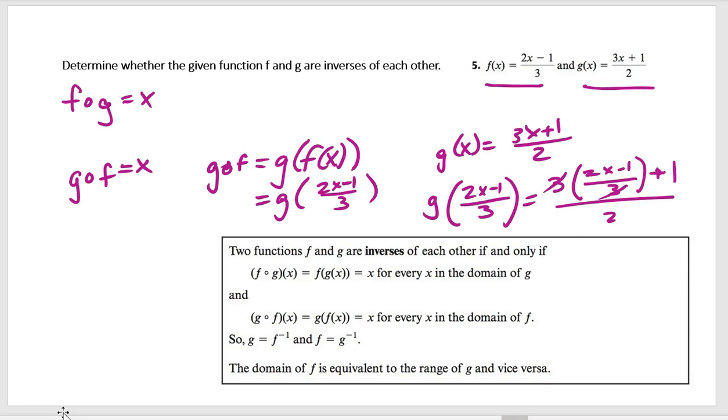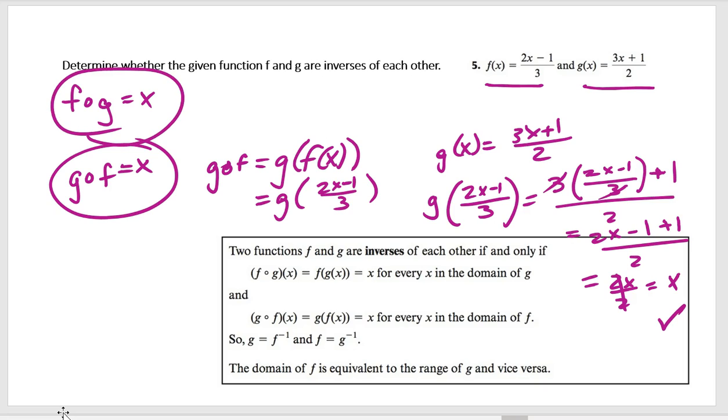And I can see that this will become (2x minus 1 plus 1) all over 2, which is 2x divided by 2, which is equal to x. So this also checks out. Both of these requirements are met. So since f composed with g and g composed with f are both equal to x, we know that g is equal to the inverse of f, and f is equal to the inverse of g.